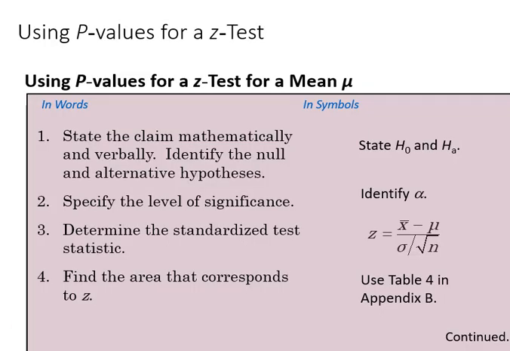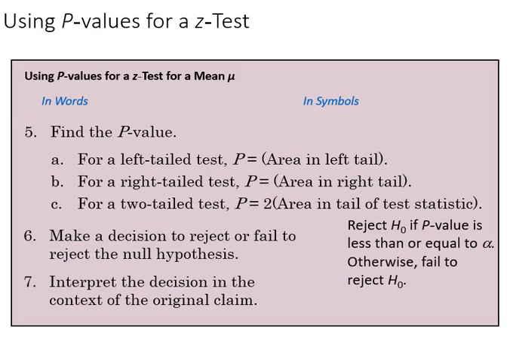So now we come to these specific steps, where first we state the claim mathematically and verbally, identifying the null and alternative hypotheses. We then specify a level of significance, alpha, and then we determine the standardized test statistic. That's the z-score. And we find the area that corresponds to that. Based on the area we find, we can then determine the p-value. For a left-tailed test, it's the area in the left. For a right-tailed test, it's the area in the right. And for a two-tailed test, it's 2 times the area in the tail of the test statistic. Next, we make a decision to reject or fail to reject the null, and then we interpret that decision in the context of the original claim.